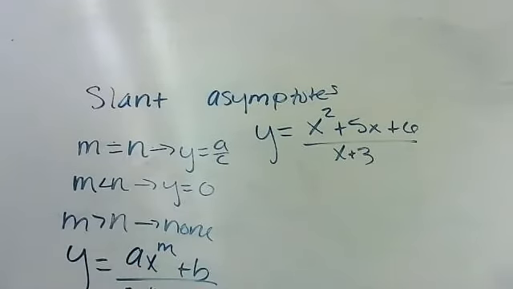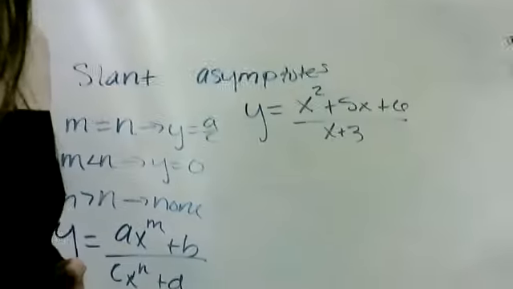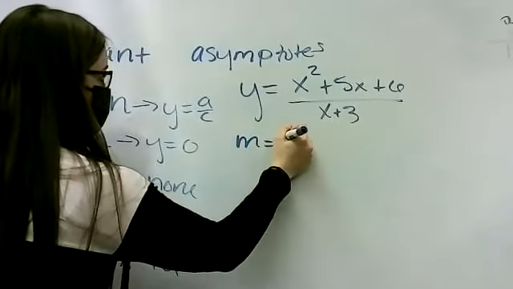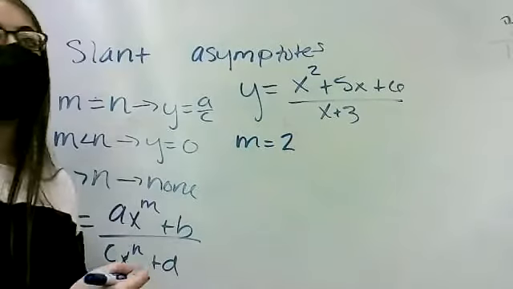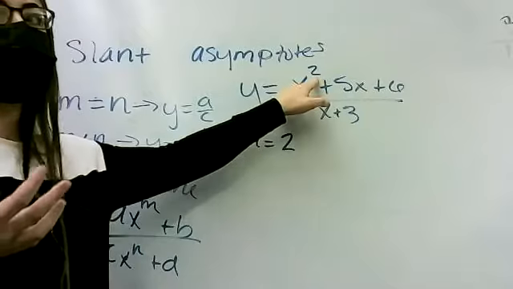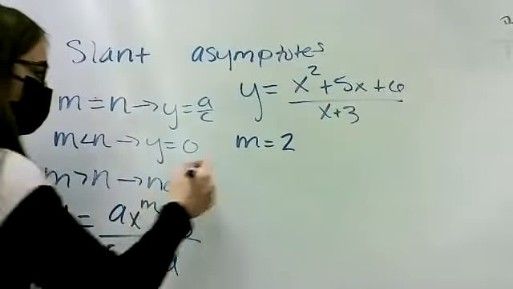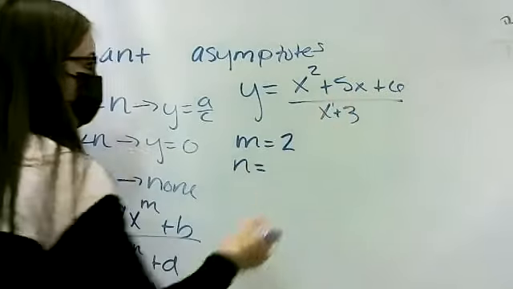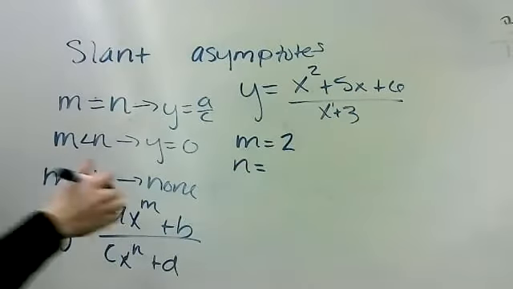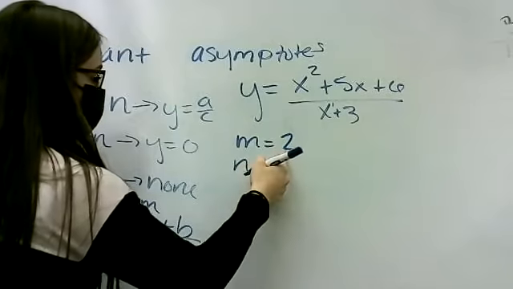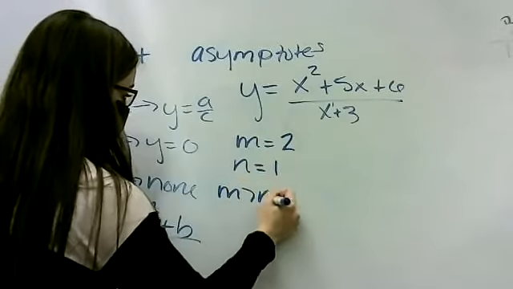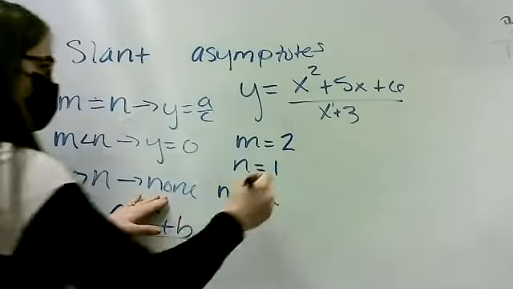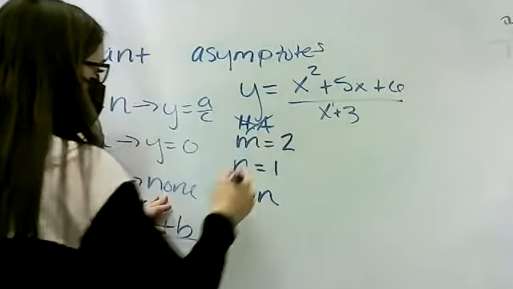Okay. So we want to identify first our m value, the exponent in our numerator, which is 2, because we go with the highest exponent. And in our denominator, the highest exponent is a 1. So 2 is greater than 1, or m is greater than n. So we have no horizontal asymptote. Our HA is gone, not happening.